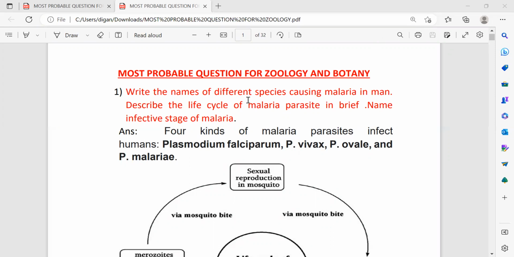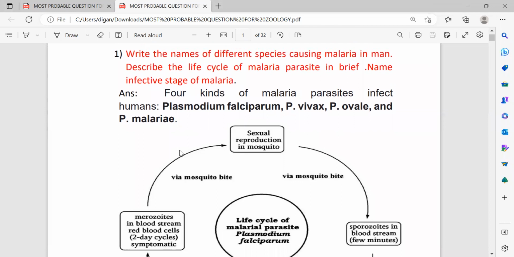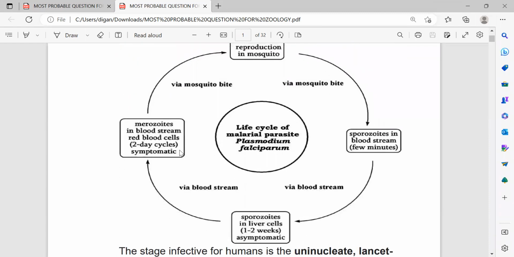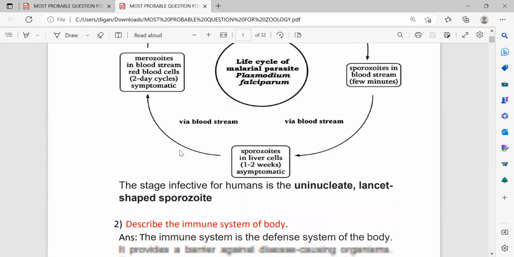So first question: write the names of different species causing malaria in man. Describe the life cycle of the malaria parasite in brief and name the infective stage of malaria. First I am giving you the names of 4 malaria parasites. In the question paper you may get 1 or 2, but I am giving you 4, and this is the life cycle of the malaria parasite. You just go through this diagram and if a 5 marks question comes, with this diagram you also explain in words in 2 or 3 lines. But if only a 3 marks question comes, you just draw the diagram properly and you will get full marks. So this is the diagram of the life cycle of malaria.